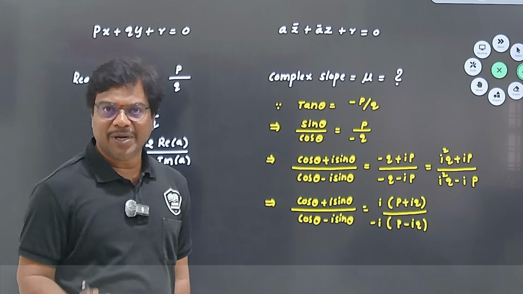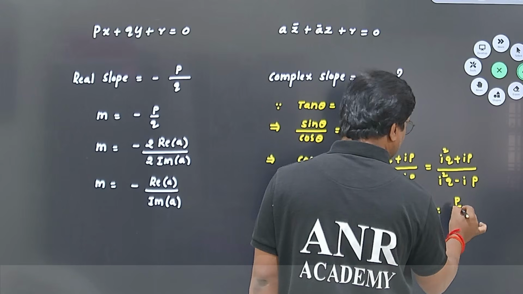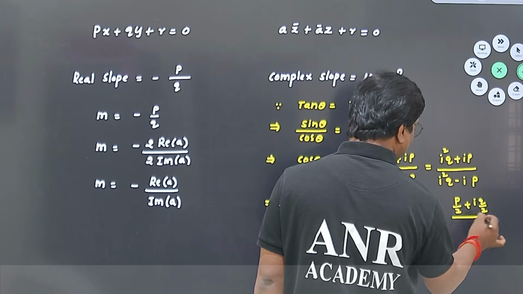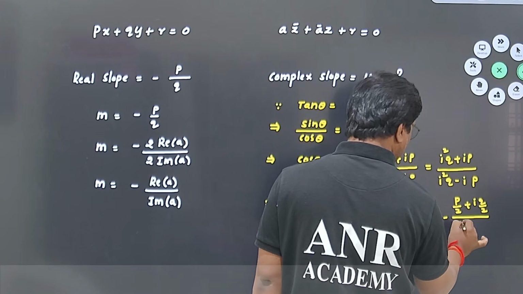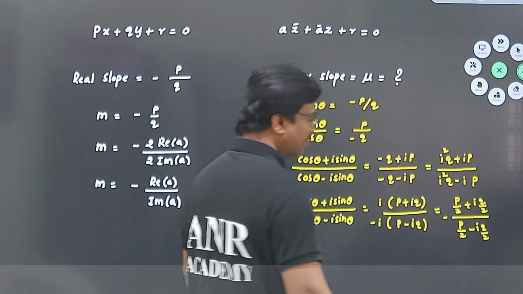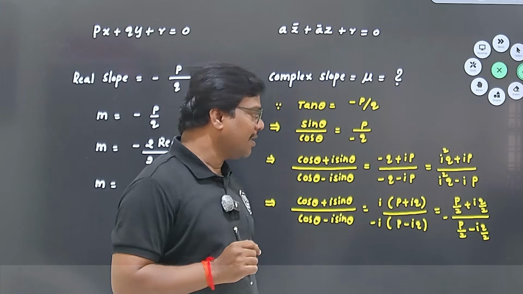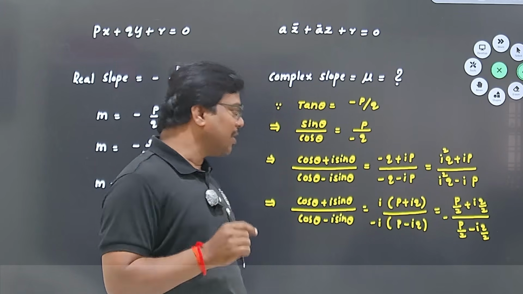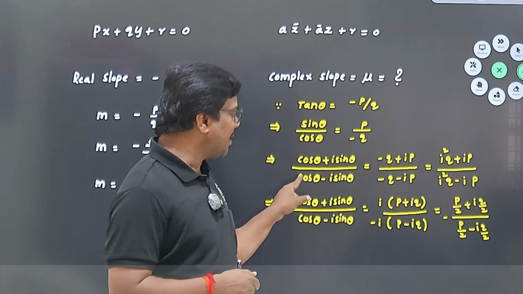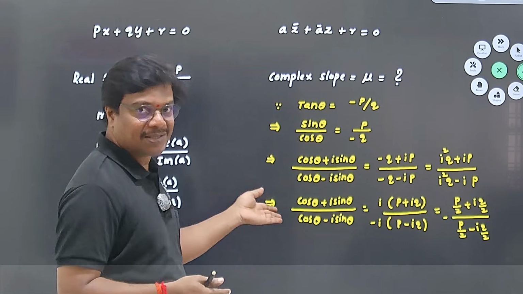Neglect iota in the numerator and denominator part and divide each term with 2. P by 2 plus iq by 2, negative sign outside, p by 2 minus iq divided by 2. Iota neglected in numerator and denominator part and divided with 2 each and every term. Why is this cos theta plus i sin theta and cos theta minus i sin theta written? Let us observe in the next step.